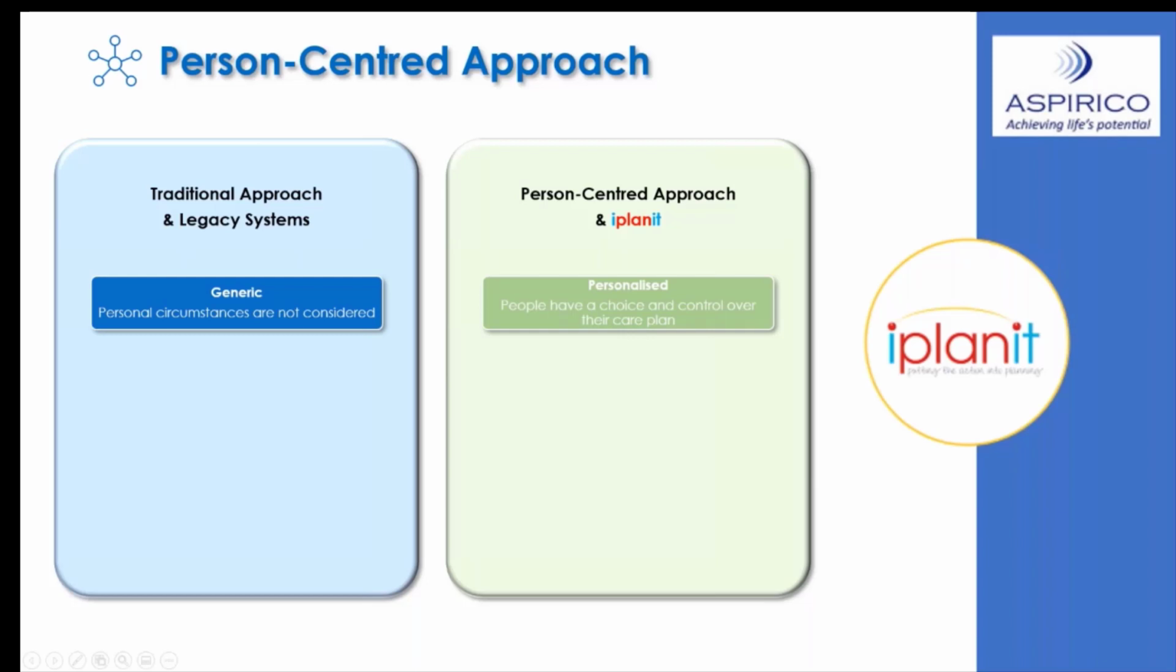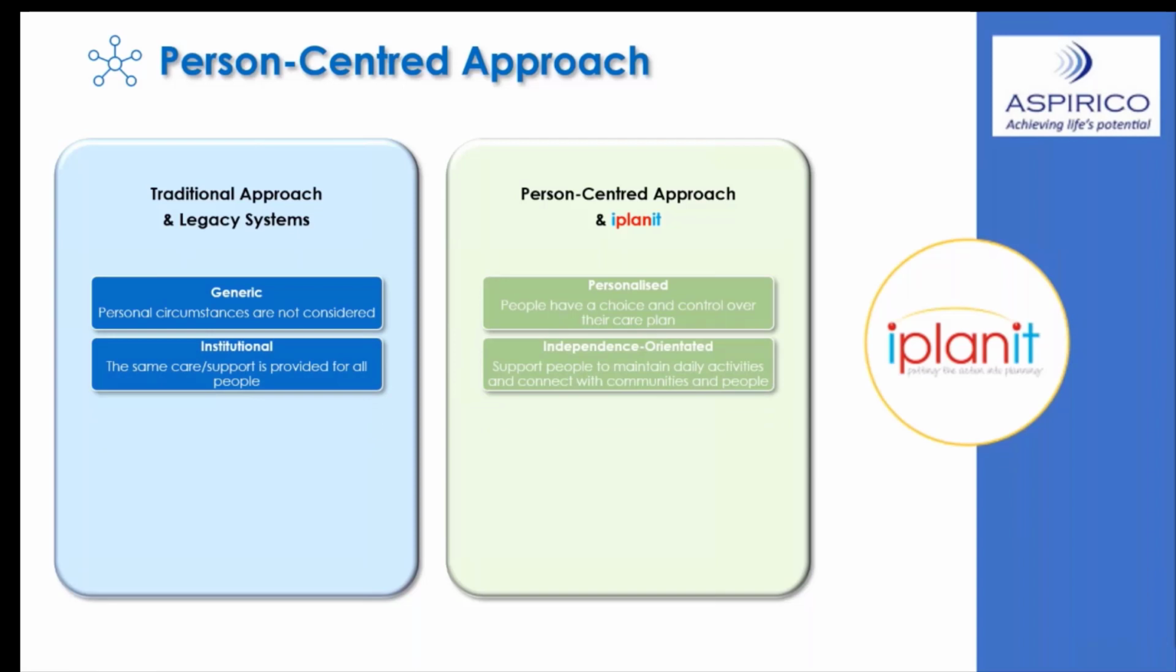So the older traditional legacy systems, they're more generic. Personal circumstances are not considered. It's kind of take what you get given, as opposed to a person-centered approach, which is far more independent. We're looking at how people can maintain their current daily activities or independent skills, connecting with people, and making sure that the appropriate supports are relevant and in place for our participants or people. The traditional legacy systems are more institutional based, kind of the same care for everyone, box everyone in the same kind of support requirements, rather than having support wrapped and based around the person, which motivates them and encourages them for some self-independence.